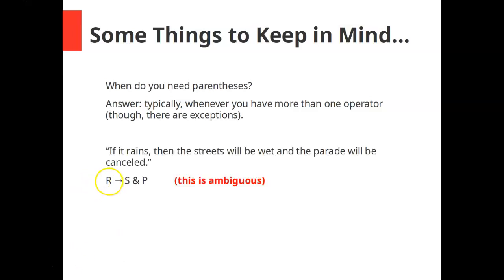This is ambiguous. If you said if R, then S and P, that means nothing without parentheses. You could mean, again, either if R, then S, and P, or it could mean if R, then S and P. So you would need parentheses depending on the meaning of the sentence. So you would need parentheses here. And this is probably the right way to do it, as we mentioned before. Right? If R, then S and P.